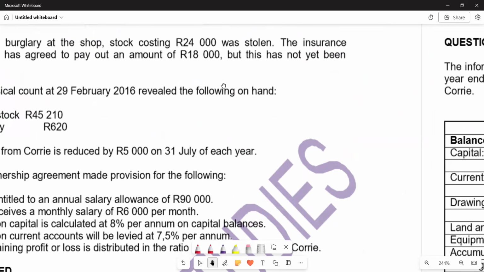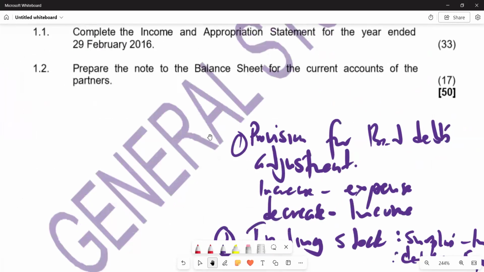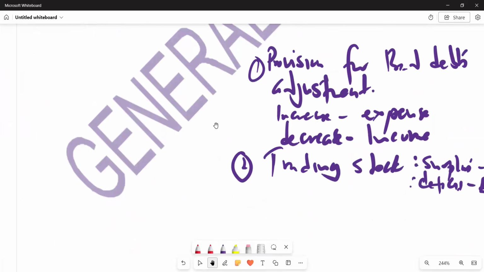Trading stock surplus or a deficit. Remember the formula that we use to calculate trading stock surplus or deficit: we are going to say book value of stock minus physical stock count value of stock. Remember, physical stock count you'll be given in the additional information, and the book value is the figure that you're given in the trial balance, and then you compare it with the physical stock count figure to see if it's a deficit or a surplus.